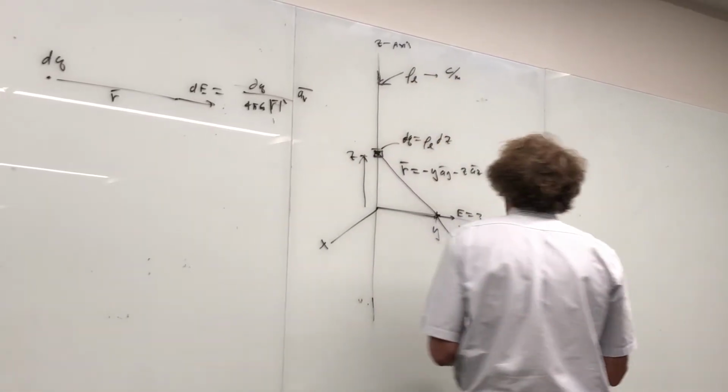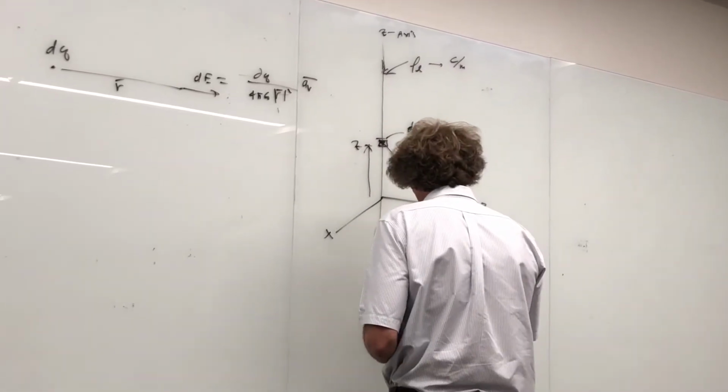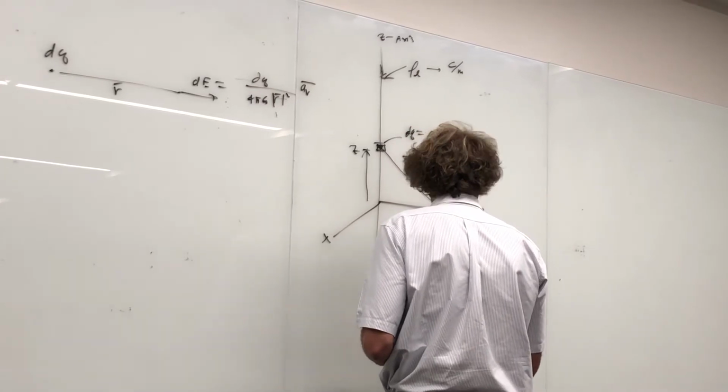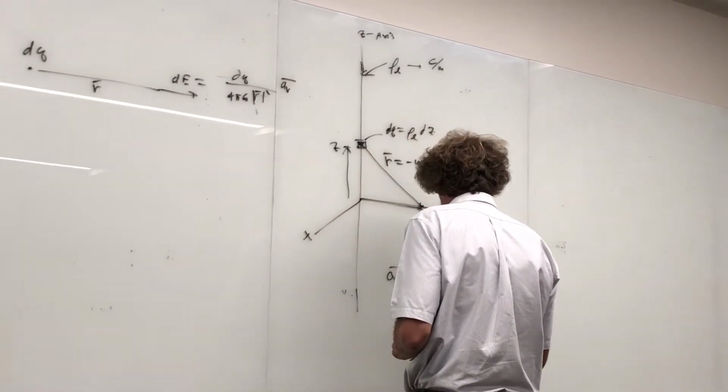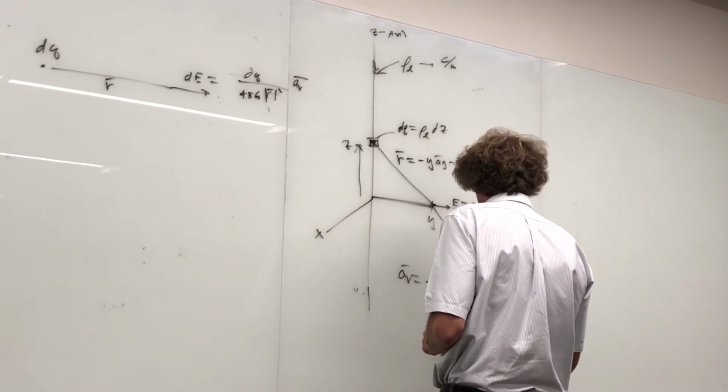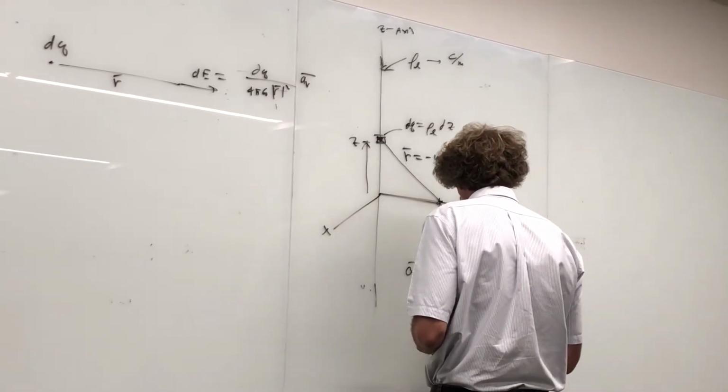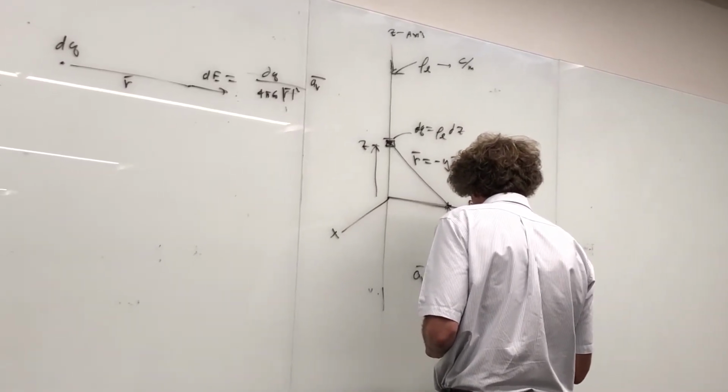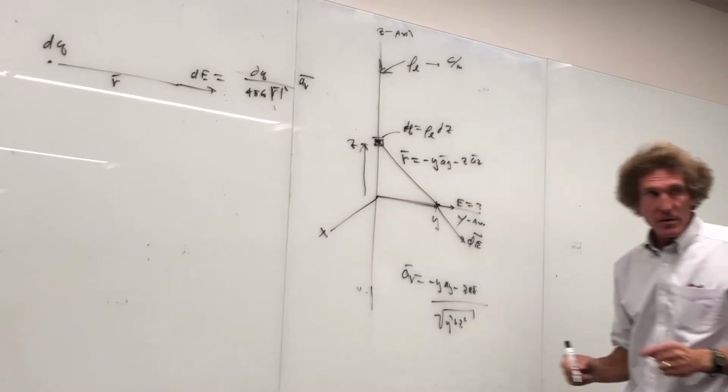That means I can say that ar would be equal to minus y ay minus z az divided by the square root of y squared plus z squared. Y'all agree with that?